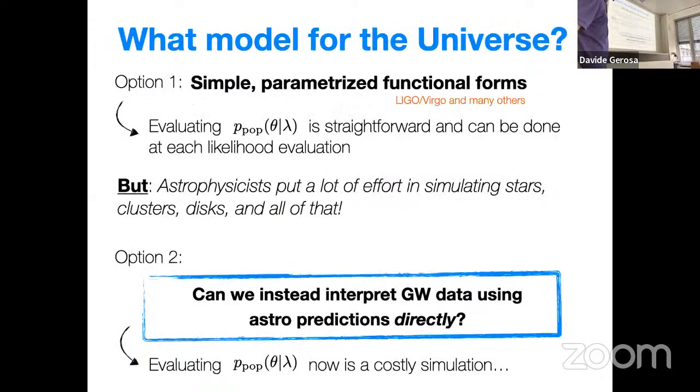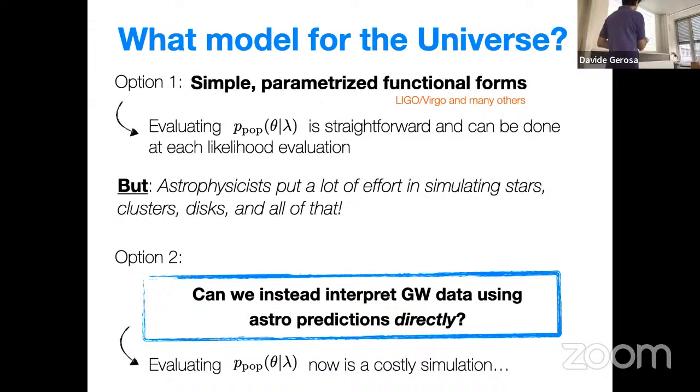Okay, so option two. When we were thinking about this a few years ago, I felt like there were the statisticians doing their fancy Bayesian things, and then the astrophysicists putting lots of effort into simulating clusters, AGN, stars, stellar evolution, whatever. So we started to think, okay, can we interpret gravitational wave data using astrophysical predictions directly? Can I feed the data to the simulation, or the simulation to the data, straight away without going through parameterized functional forms in between?